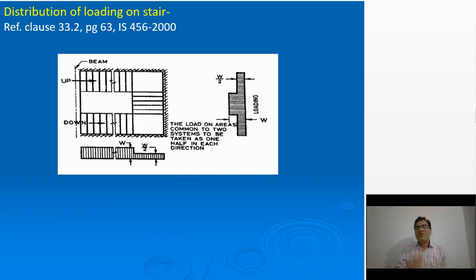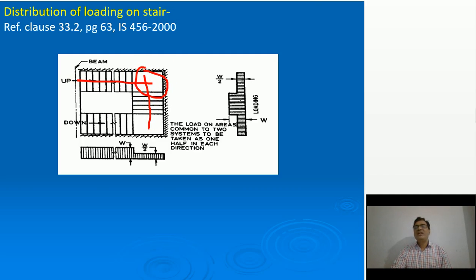Well, one more clause is given in the IS code regarding open well staircase. If an open well staircase is there, then obviously the landing portion is common for both the flights. For example, if you are designing this flight, and if you are designing this flight, that means this landing portion is common for both the flights.